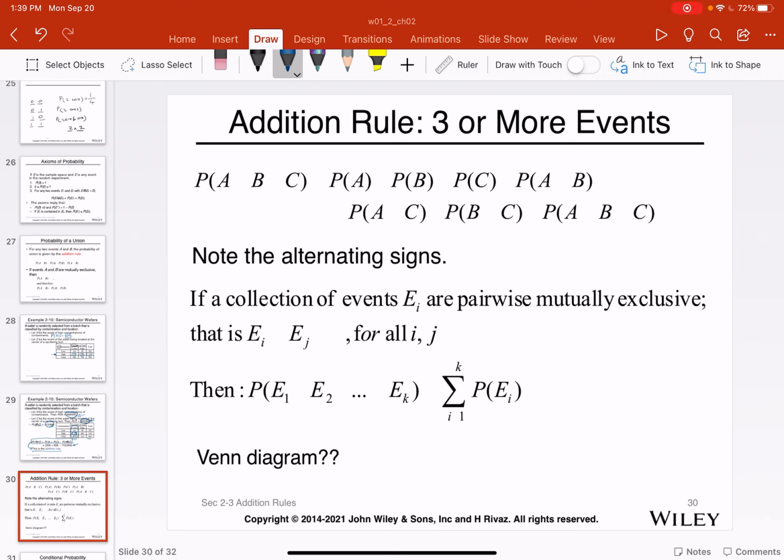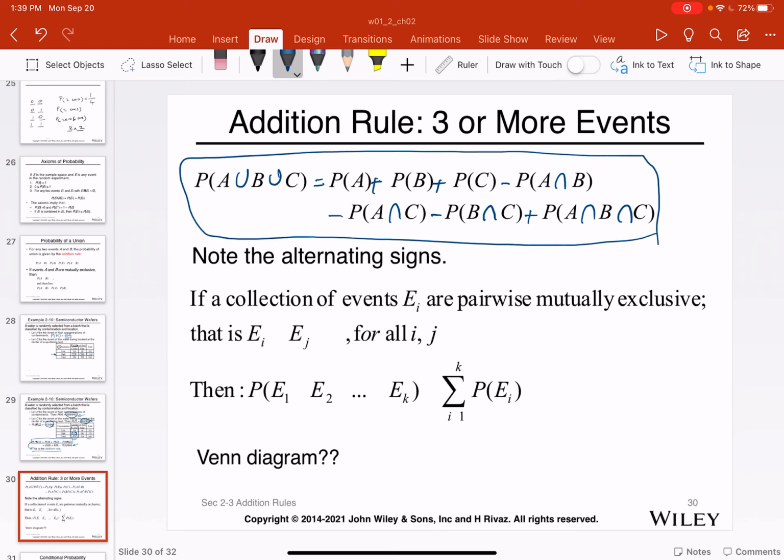So if you have more than two sets, then the addition rule is going to be more interesting. It's going to be P of A plus P of B plus P of C, minus P of the intersection of A and B, minus P of the intersection of A and C, minus P of the intersection of B and C. And at the end, we have to add the intersection of all three of them. So it's alternating the signs. Any questions about this equation up here?